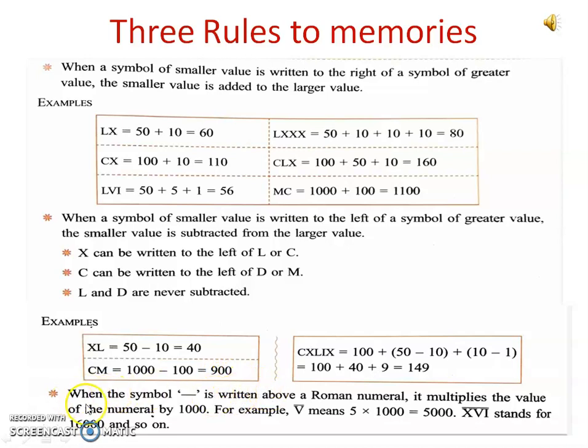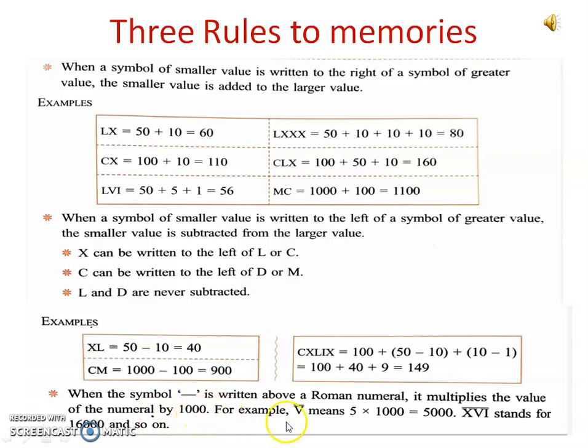Now the third rule. So what is the third rule here? What is the symbol given here? See this symbol, dash, or we can say bar. When the symbol bar is written above a Roman numeral, it multiplies the value of the numeral by 1000.